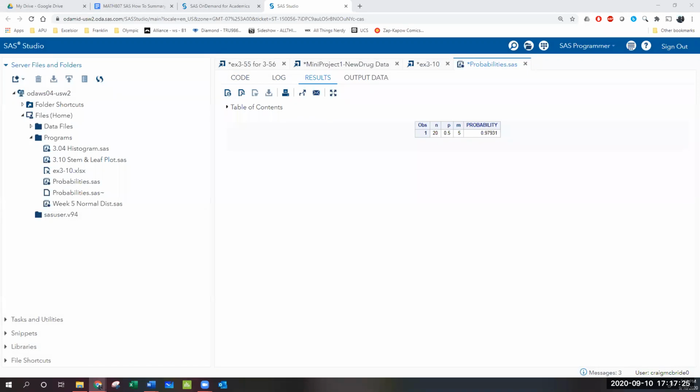Yeah, so we have to calculate the complement of it, so we have to do 1 minus it to get the stuff that we're looking for.